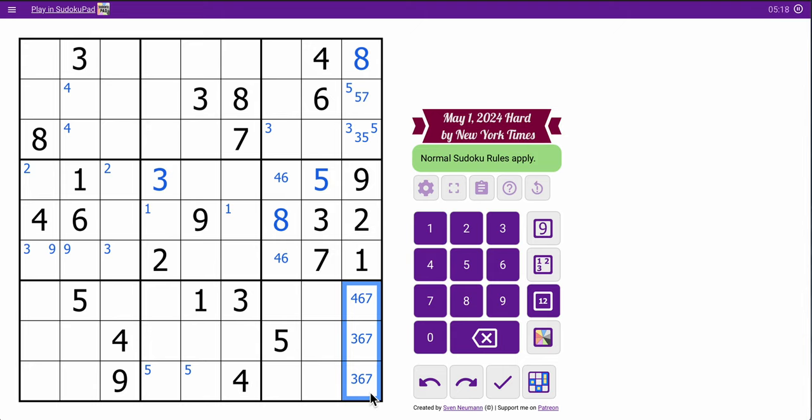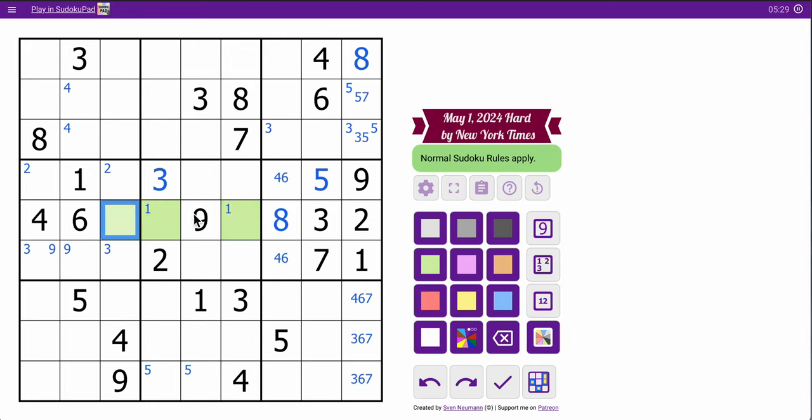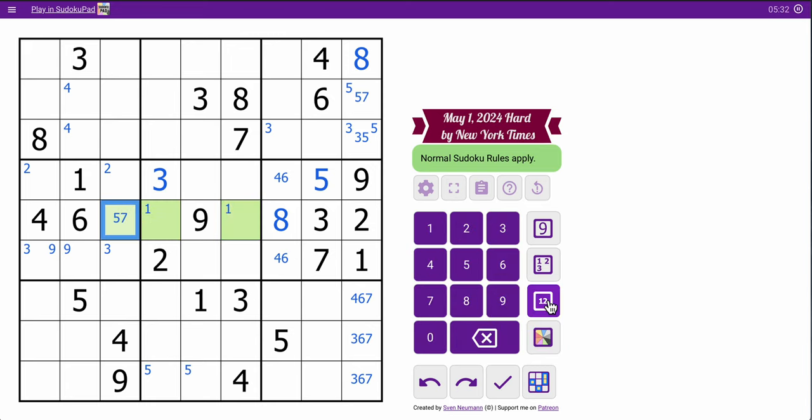Let's see. 2, 3, 4, 6, 8, 9. I need 1, 5, and 7 to fill out the rest of row 5. That can't be 1. This is any of them. That can't be 7. Three, four, seven, eight.